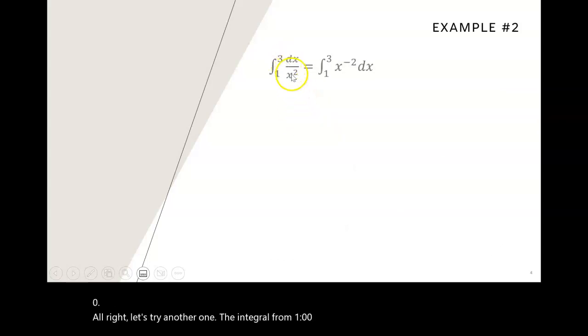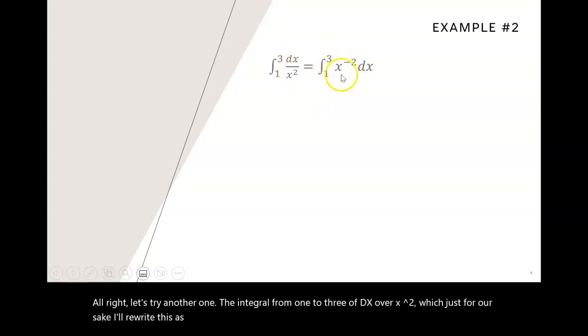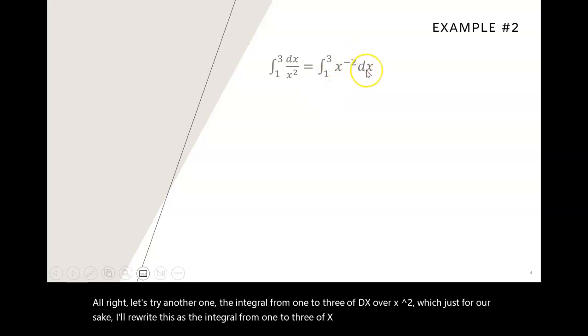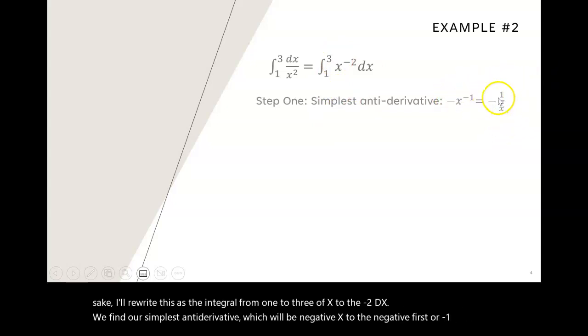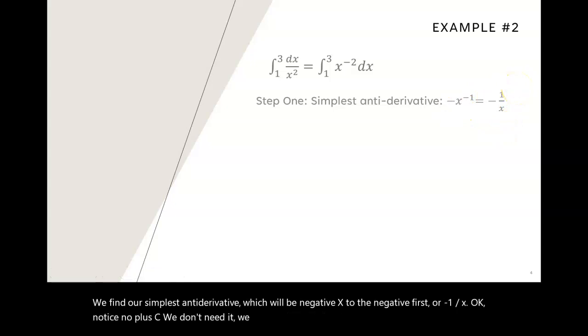All right, let's try another one. The integral from 1 to 3 of dx over x squared, which just for our sake, I'll rewrite as the integral from 1 to 3 of x to the negative 2 dx. We find our simplest antiderivative, which will be negative x to the negative first, or negative 1 over x. Notice, no plus c. We don't need it. We just need the plus c to be 0 here.